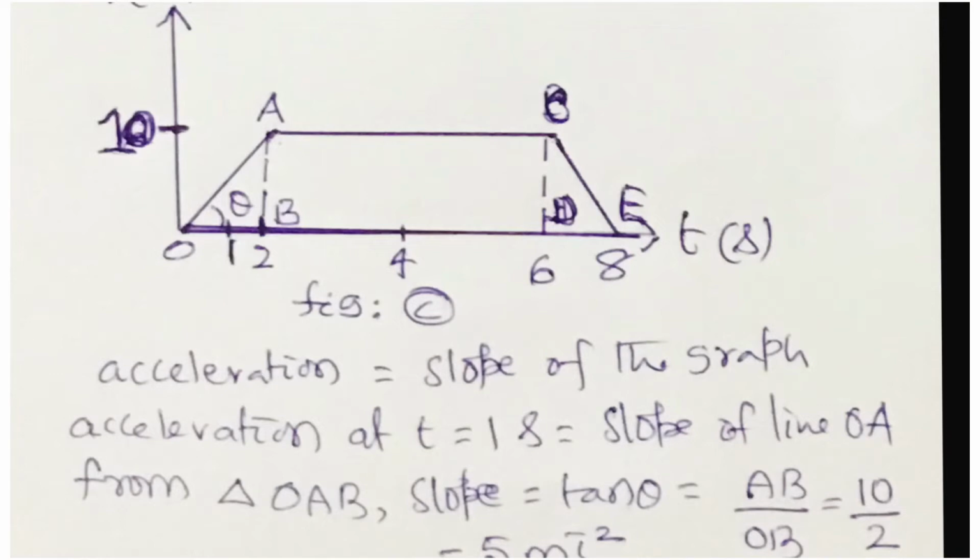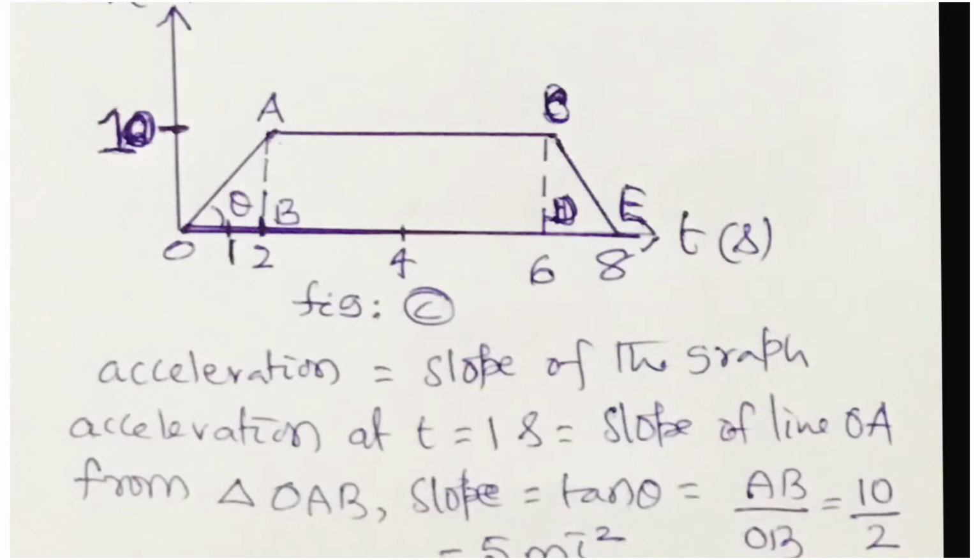If you see the graph, from O to A it's a straight line. From A to C it's a straight line parallel to the x-axis. From C to E it's a straight line again. Now OA is a straight line with positive slope and CE is a straight line with negative slope. Next point, I am explaining to you in a number of steps. Slope gives acceleration. Now let us start the interpretation.